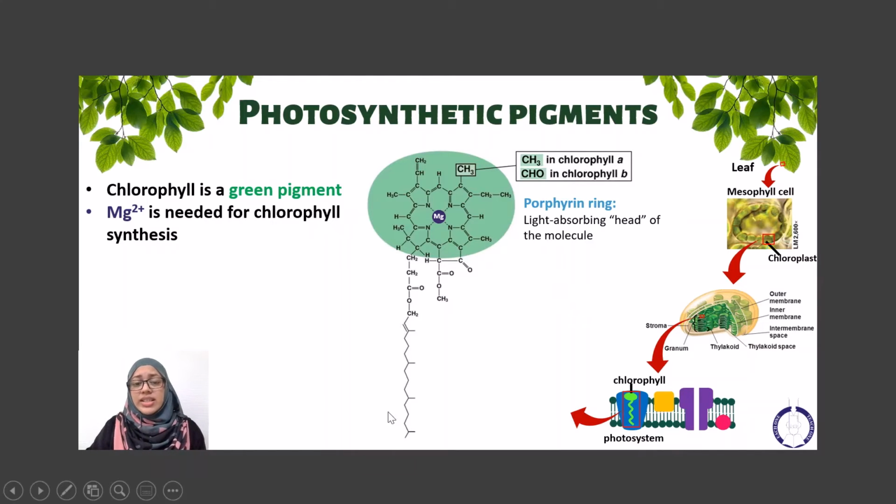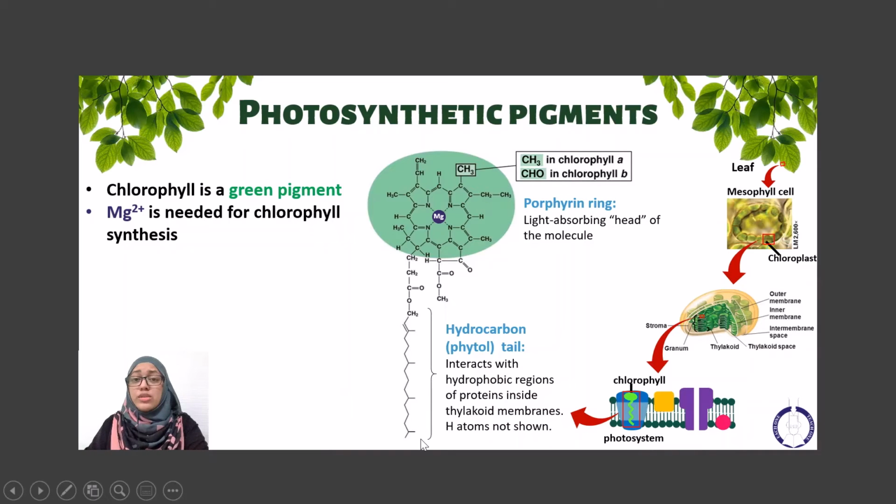And you also see that it does have this quite long tail, a large part being just hydrogens and carbons, and this part is called the phytol tail. And this part, being hydrophobic, allows this chlorophyll molecule to embed itself into the hydrophobic parts of these proteins. So if you remember, phospholipid bilayers will have this hydrophobic region, and in those hydrophobic regions you have hydrophobic amino acids of the proteins as well. So this hydrocarbon phytol tail, being hydrophobic, allows the chlorophyll molecule to embed itself into these hydrophobic regions of the proteins, making the chlorophyll stay in place.